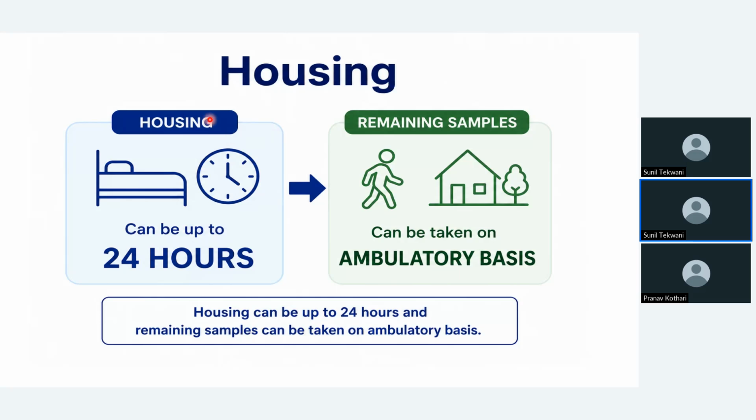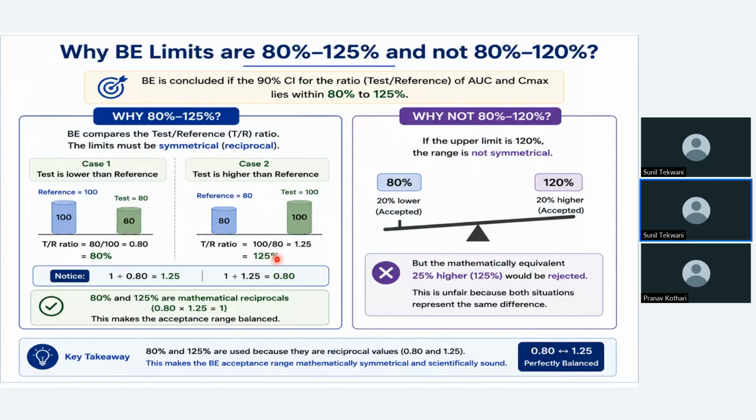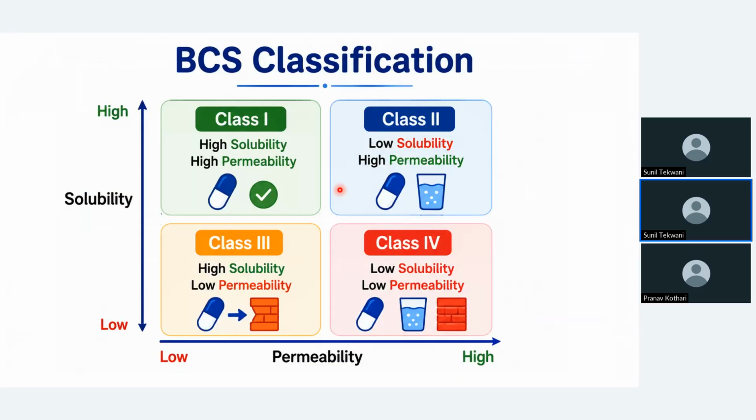Housing is usually done for 24 hours because the more the housing, the more will be your cost. But it depends, sometimes you need to do a housing of 48 or 72 hours as well. The BE criteria is 80 to 125 because it's a ratio, not a difference. Then you can get an entire BE waiver if your drug falls in BCS class 1 or class 3.